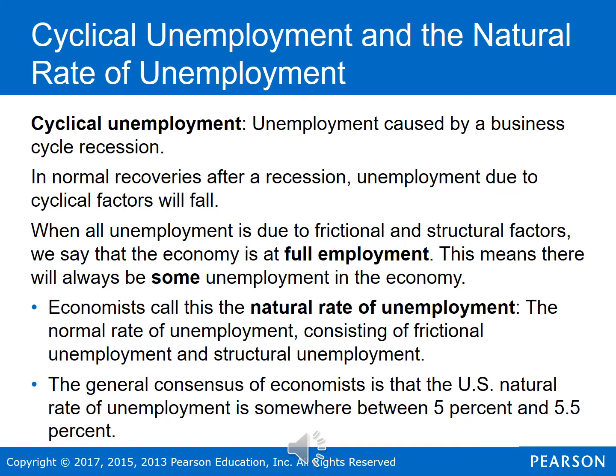So the general consensus for economists is that the U.S. natural rate of unemployment is somewhere between 5% and 5.5%. Now this is a general consensus. Some economists have estimated it lower, closer to about 3 to 3.5%, which is where we were at before the coronavirus and all the lockdowns caused the economy to enter a recession.